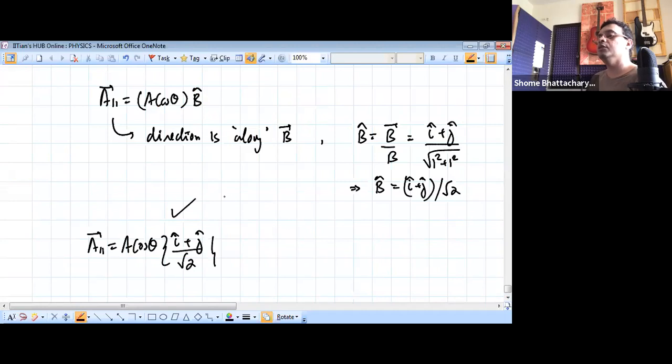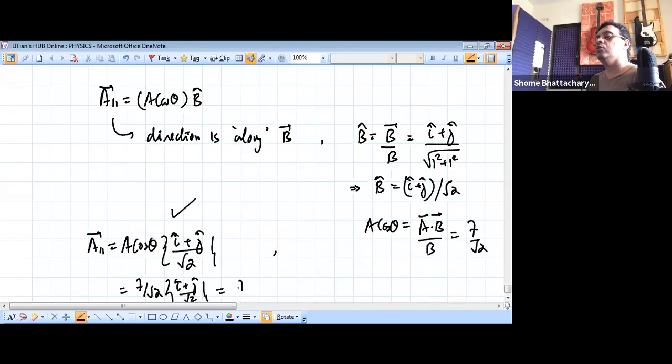Okay. But we also need to find A perpendicular. So actually we need to find this in the numerical value. Now in this A cos theta should be equal to A dot B divided by mod B. So A dot B if you see will become 7, and mod B is root 2. So in other words, it becomes 7 by root 2 times I cap plus J cap by root 2. Now that is 7 by 2, the whole thing into I cap plus J cap. This becomes the numerical value.